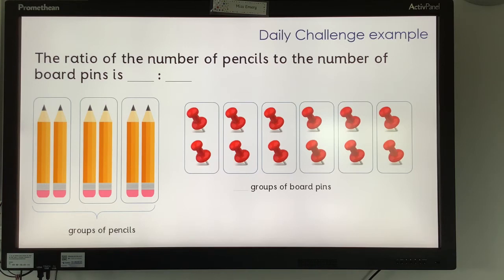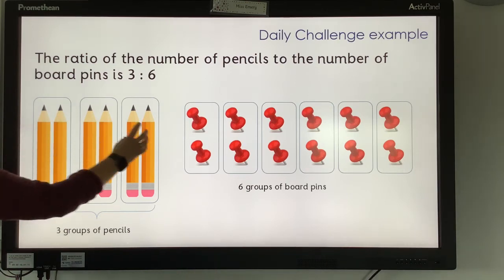The ratio of the number of pencils to the number of board pins. Now what can we call it this time? Just a minute ago we called it 6 to 12, but look at how they are grouped now. Look at how many groups of each we have. Again, equal groups, but how many groups? What is the new ratio? So we could also say 3 to 6. The ratio of the number of pencils to the number of board pins can also be called 3 to 6.